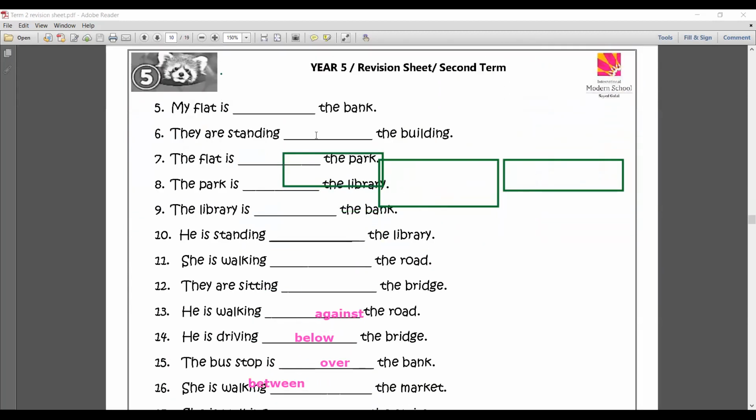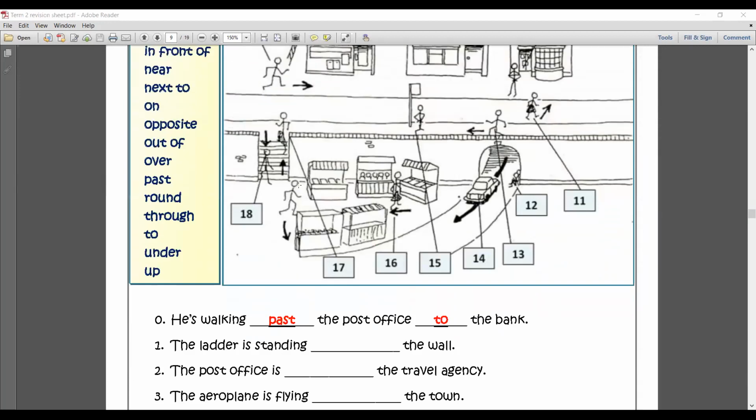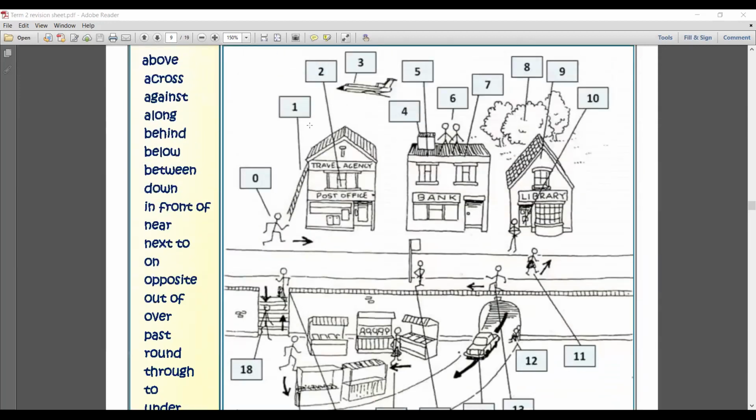Okay, next. My flat is blank to the bank. Where is the flat from the bank? Here is the flat, the apartment. Flat means apartment, house.